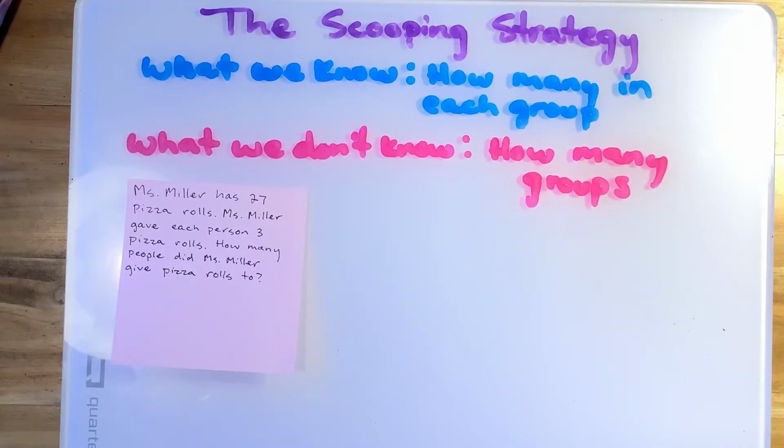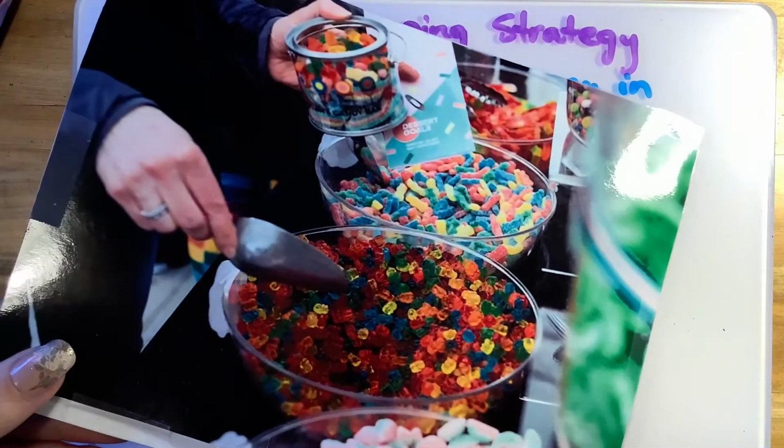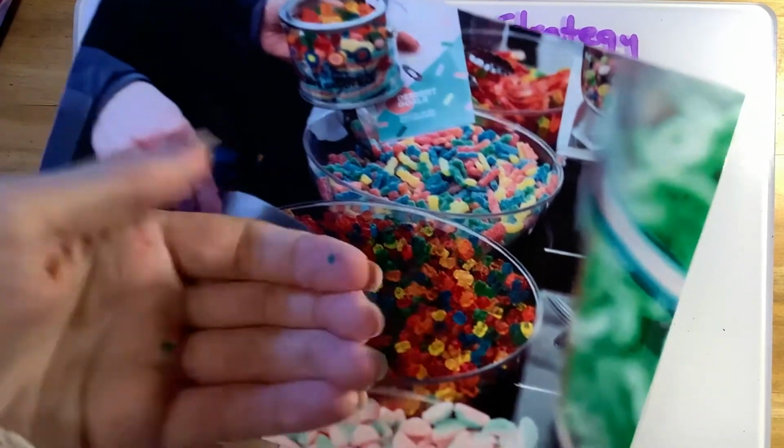Scooping. This is the scooping strategy. So we use this picture, right? Because we go and we take a big scoop of candy.